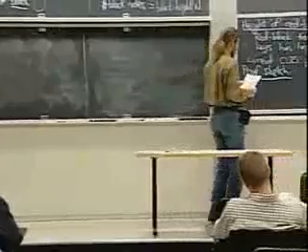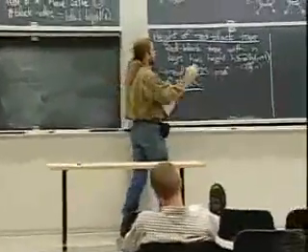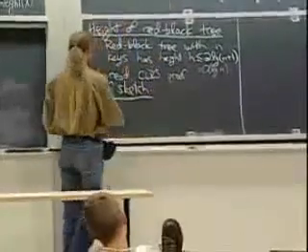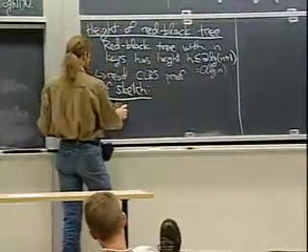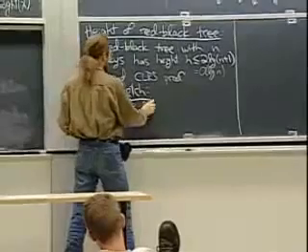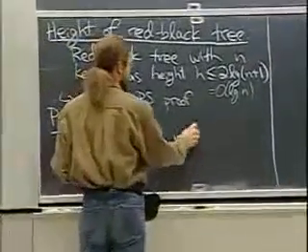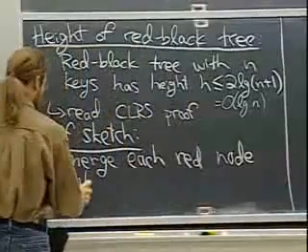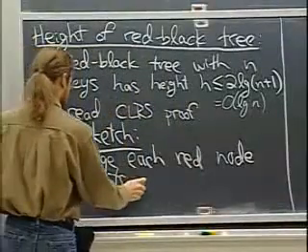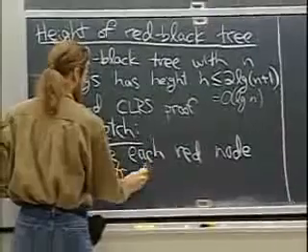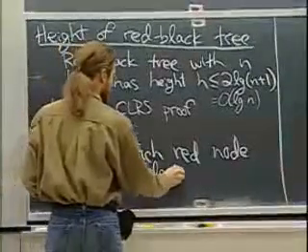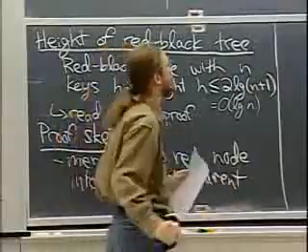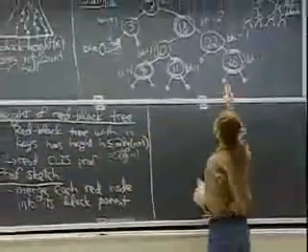So the first thing I'm going to do is manipulate this tree until it looks like something that I know. The main change I'm going to make is to merge each red node into its parent. And we know that the parent of a red node must be black. So merge each red node into its black parent. Let's look at that here.